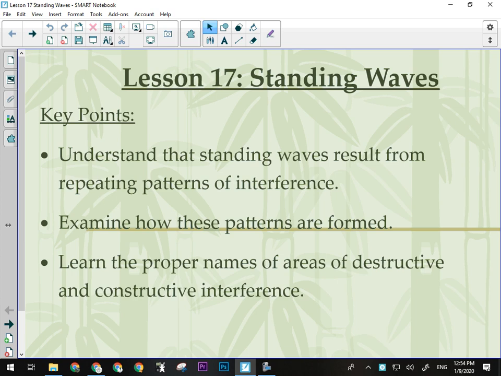Okay, so we're going to look at standing waves and how they result from repeating patterns of interference. We're going to look at how those patterns get formed, and we're going to learn the proper names for the areas of constructive and destructive interference in a standing wave pattern, and then we're going to look at some problem solving to do with standing waves. So we'll start off with just what does a standing wave look like?